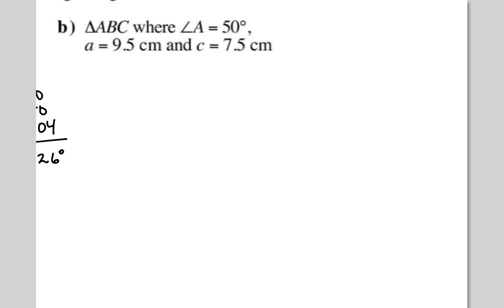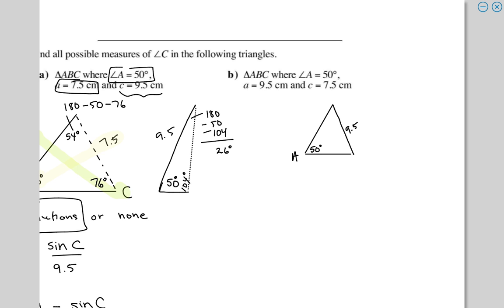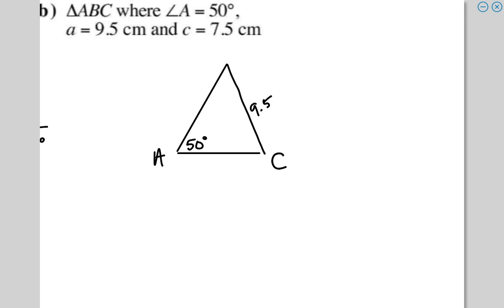Okay, so start with your angle A at 50 degrees. You guys got that done? Okay, so we got our 50 degree angle. There's A, and 9.5 is across that. Good. And C, where did we put it last time? On the bottom. So capital C, and here's 7.5. Now, what does the note say about this one? It's greater, right? So this should only have one solution.